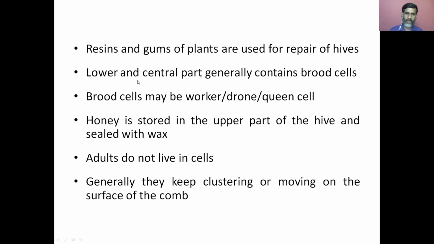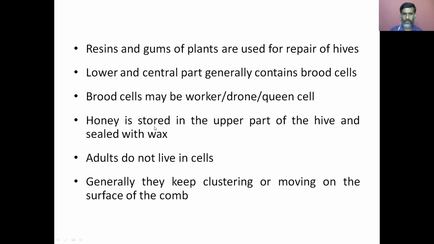The lower and central part of the hive contains brood cells. So if this is the hive, the middle part as well as the lower part are meant for the development of what is called brood or nurseries, for the development of eggs, etc. The upper part generally is filled with honey. The brood cells may be workers, drones, or queen cells.